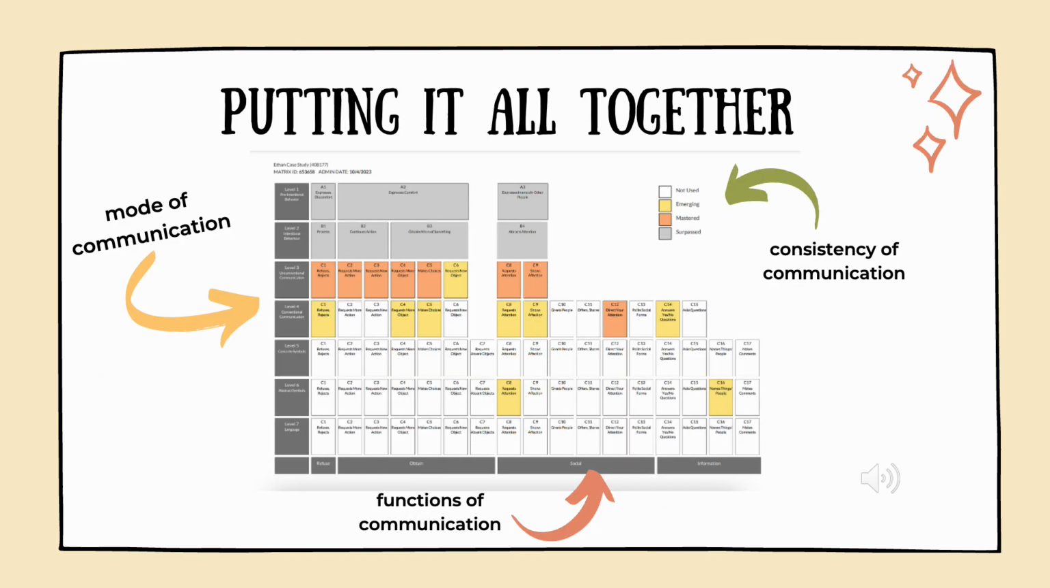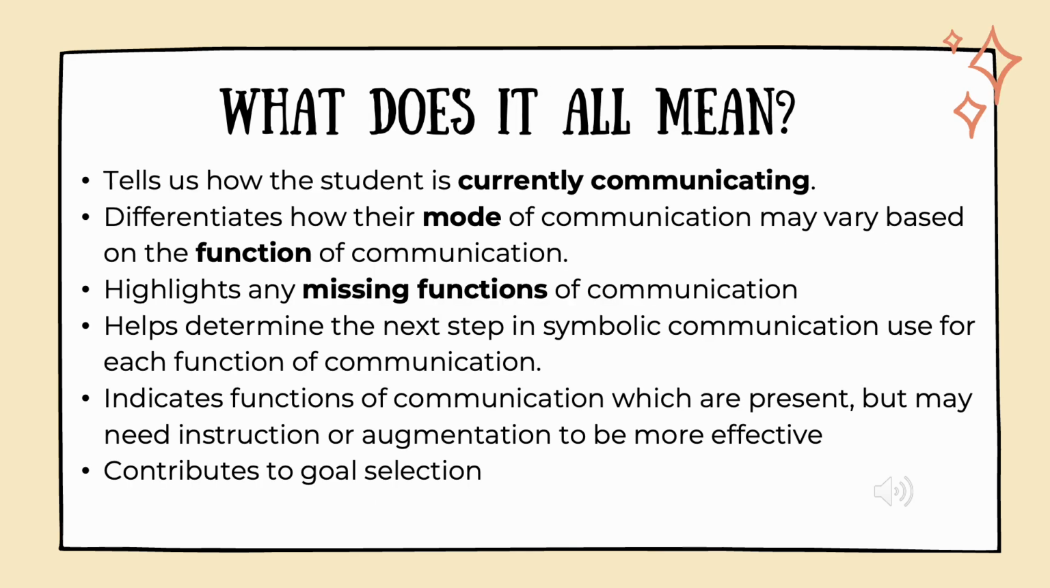The final piece of the communication matrix is to pull it all together. So after you've answered all of those questions, you now have a good idea of why your student communicates, how they communicate for those purposes, and how consistent. Are they not using it? Is it emerging? Or is it a skill that they've mastered? So what does this do for us?